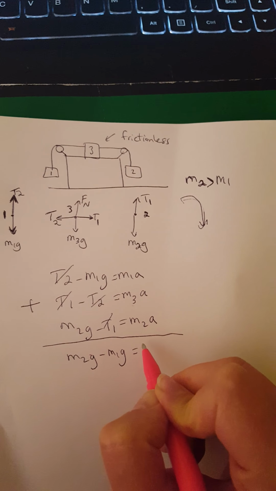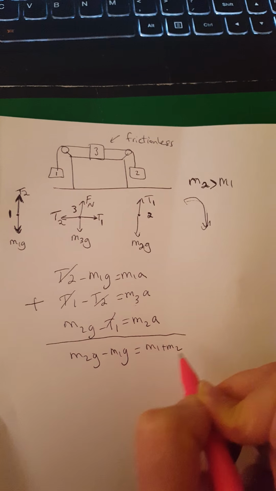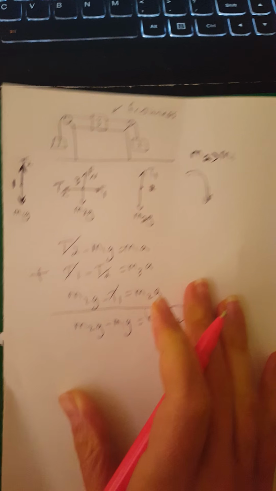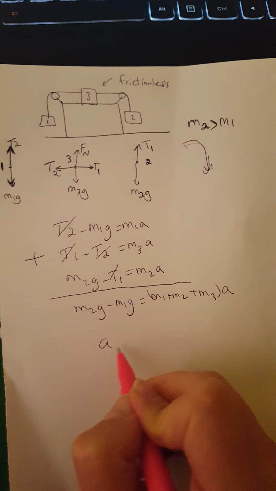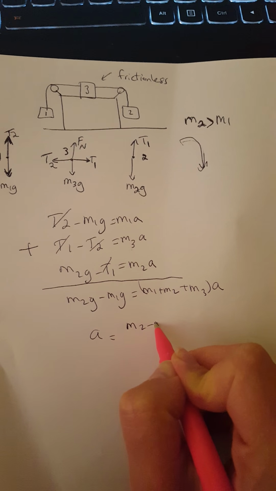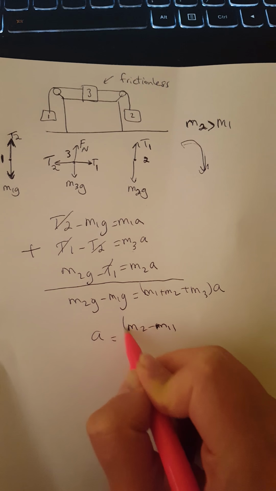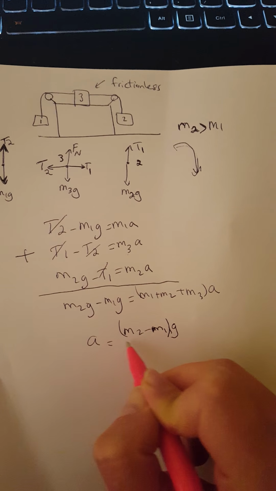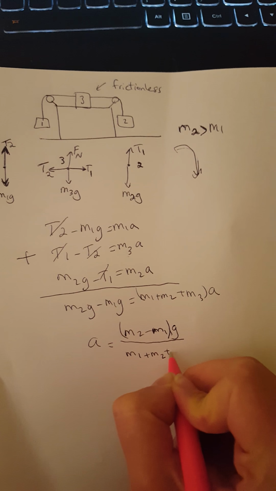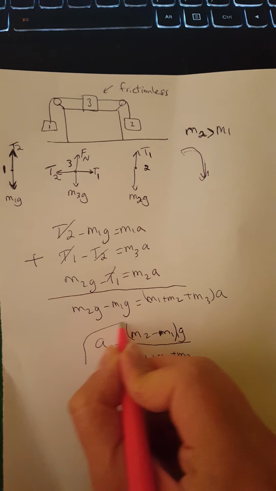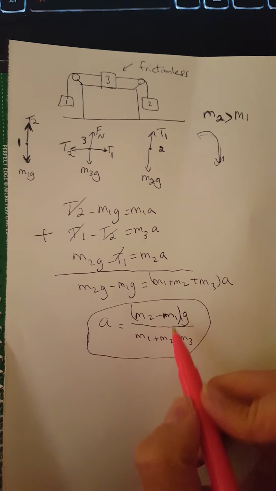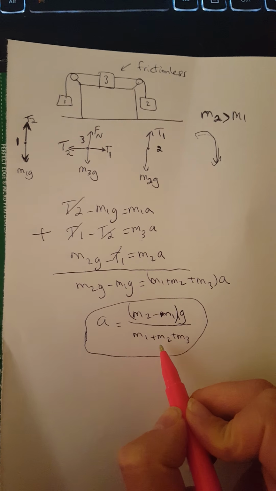I'm going to end up with what we used to have in part B as well. But now here, rather than M1 plus M2, we have an extra mass to consider, which means that the acceleration, if you want to solve for it, is going to be M2 minus M1 times G over M1 plus M2 plus M3. So as you can compare with what we had before in part B, we had M1 plus M2 in the denominator.